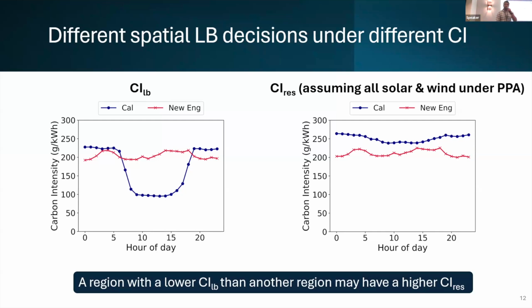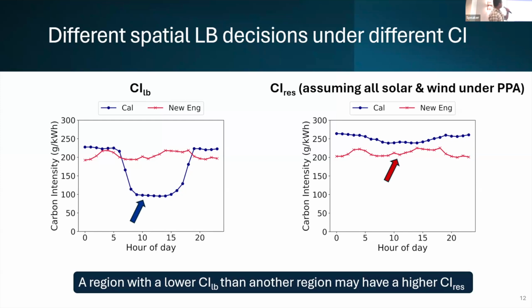So if we take the example of spatial load balancing, and if we follow CILB, we would actually shift our workloads to California during the day. But if we follow CIRES, we would shift our workloads to New England. And we find this type of differences in other optimizations as well. You can find more details in our paper.